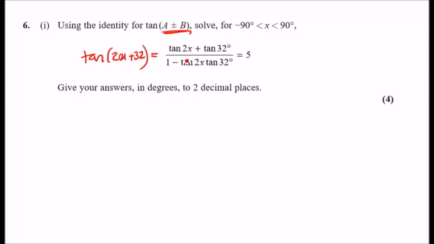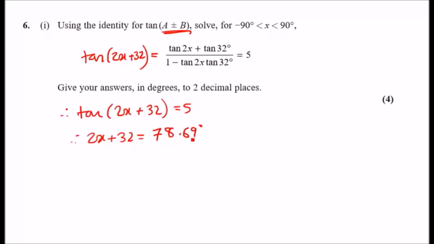Okay, so from here, this means that the left-hand side equals 5. So we can say, therefore, tan(2x plus 32) must equal 5. Now, to solve this, just use tan inverse. So therefore, 2x plus 32 equals the tan inverse of 5. So let's go ahead and tan inverse it. And keep your calculator in degrees mode. So tan inverse 5, to 2 decimal places, you should get 78.69 degrees.